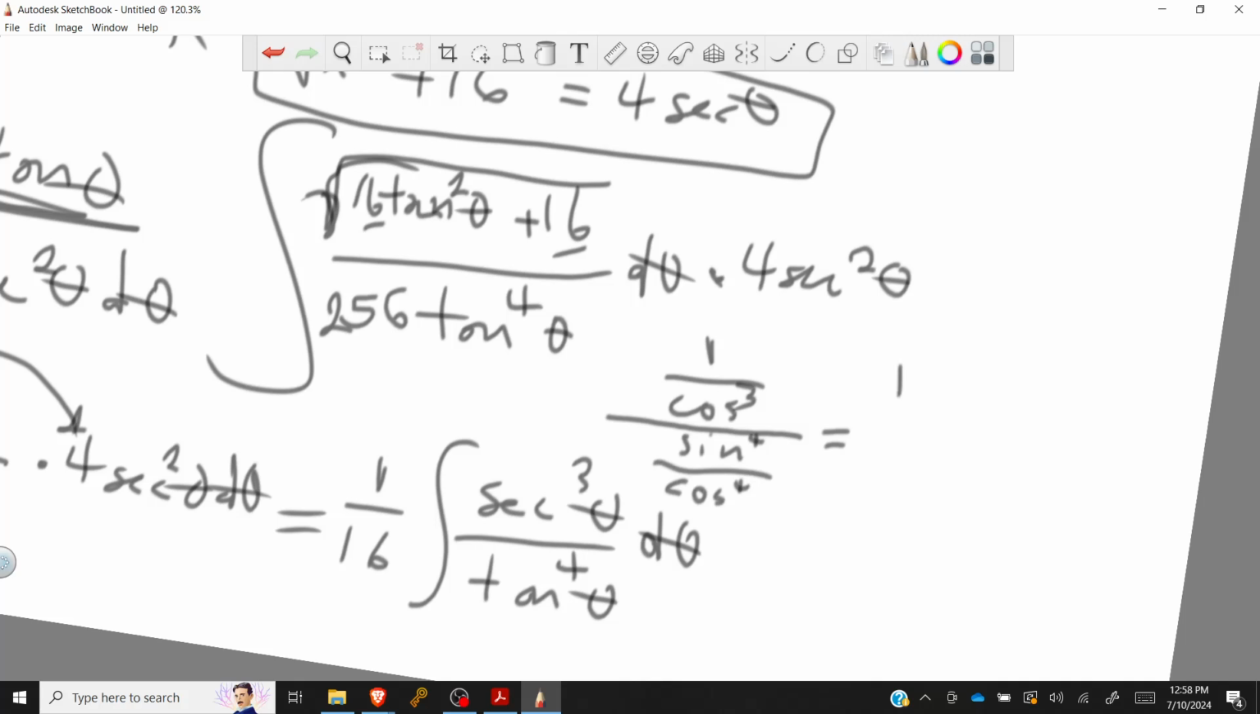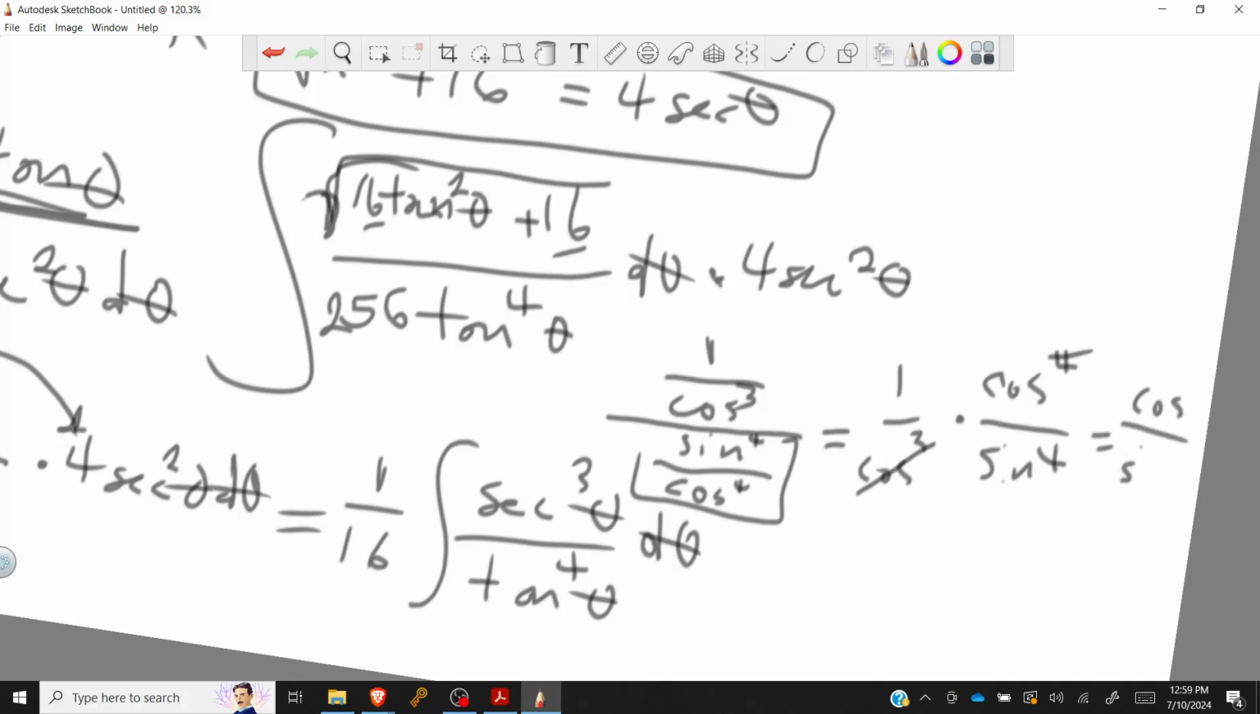This is equal to multiplying the top fraction by the reciprocal. So it's going to be cosine to the fourth over sine to the fourth. These are going to cancel out, and we're going to be left with cosine over sine to the fourth. So this whole thing is equal to 1 over 16 integral of cosine over sine to the fourth d theta.